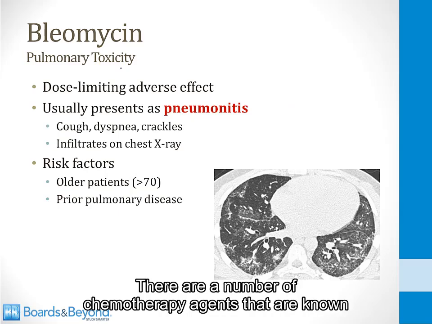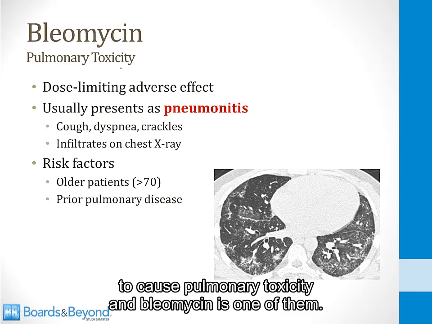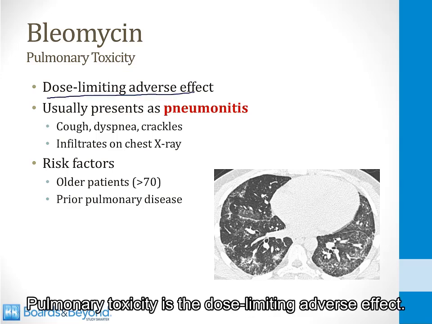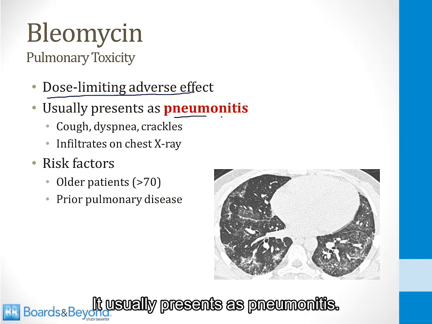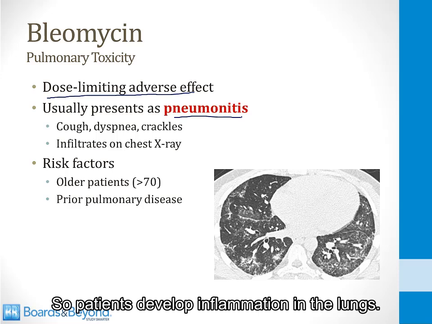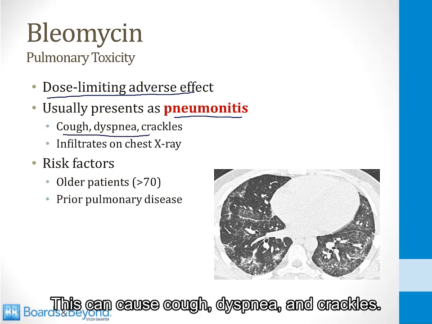There are a number of chemotherapy agents that are known to cause pulmonary toxicity, and bleomycin is one of them. Pulmonary toxicity is the dose-limiting adverse effect. It usually presents as pneumonitis, so patients develop inflammation in the lungs. This can cause cough, dyspnea, and crackles.